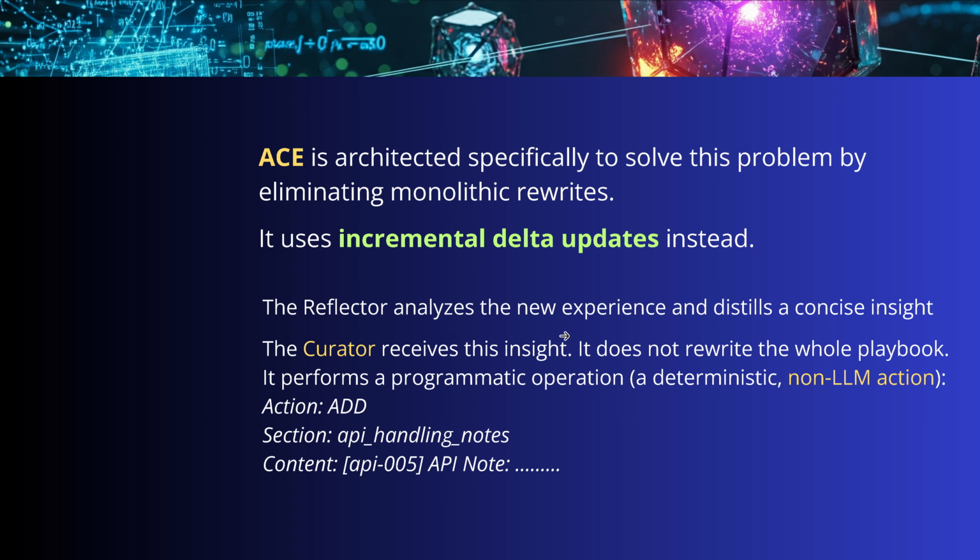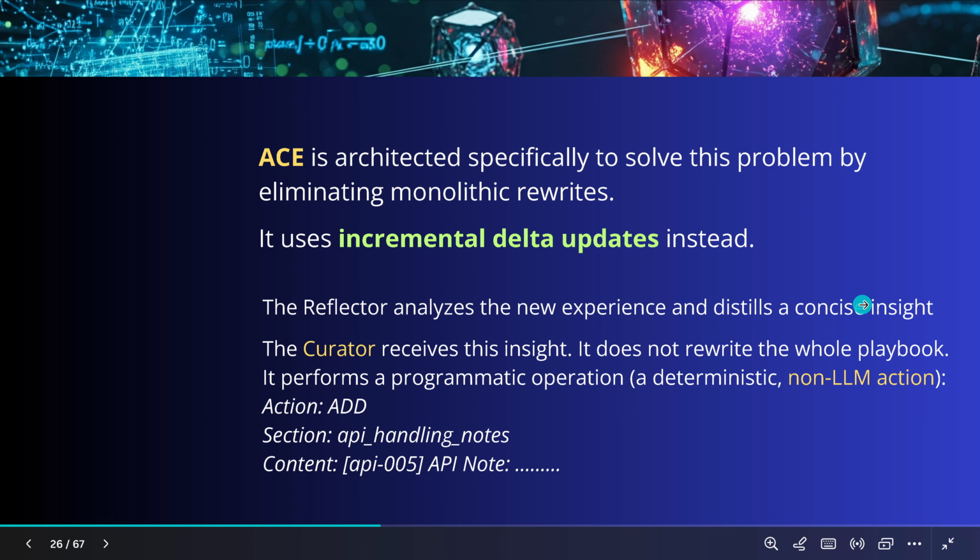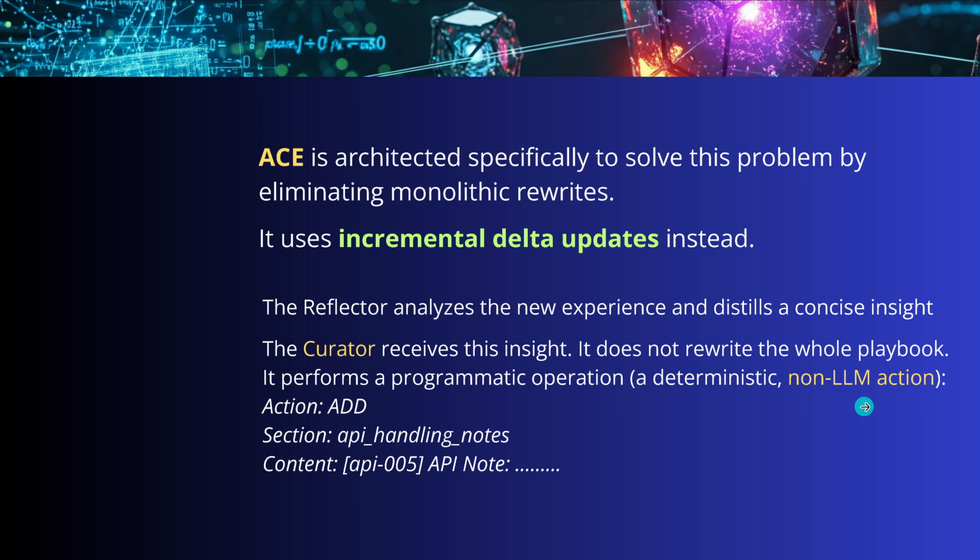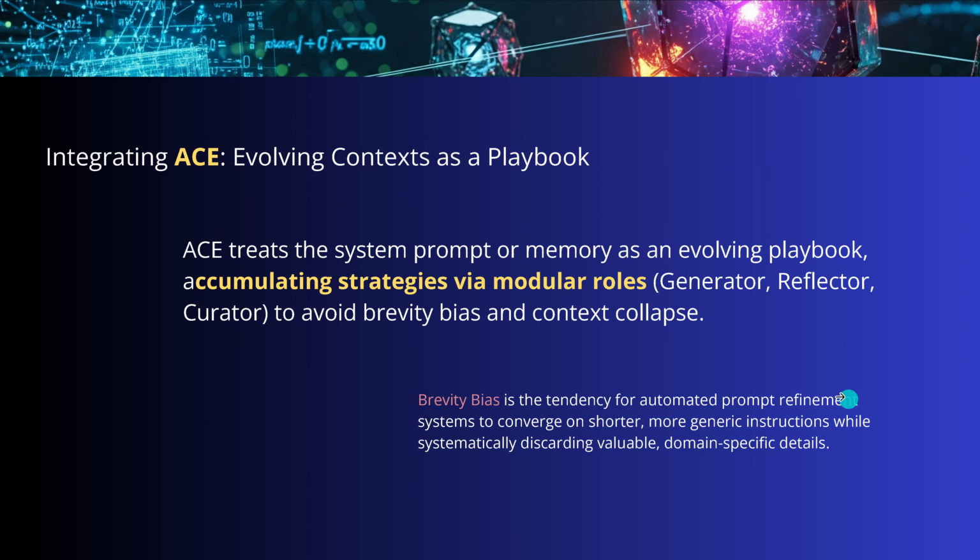And it does not give the command to the LLM, hey, rewrite now the complete playbook, and at the end, add this concise insight from the reflector. Because that would just be a concatenation, and this fails at some point. We just have a programmatic operation, a deterministic non-LLM action. Add something in section XYZ, and the content is the concise insight generated by the reflector. And a non-LLM action is the solution to this.